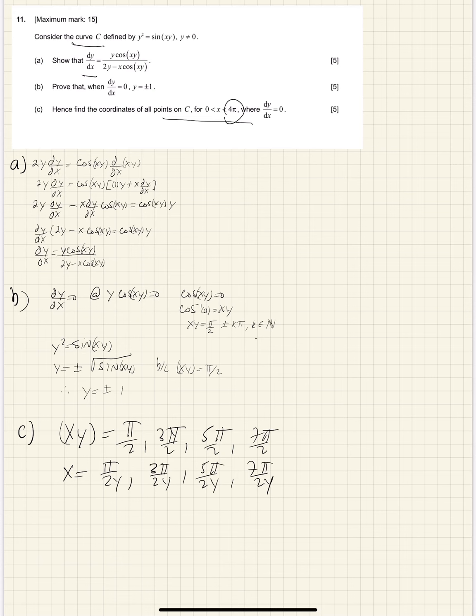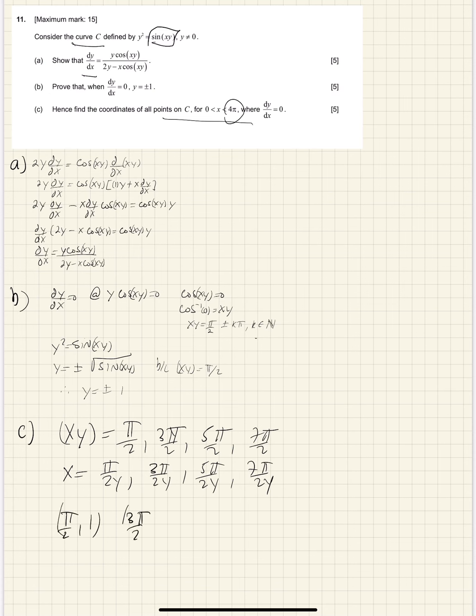So it seems to me like these are our values. So therefore, y is always 1 or minus 1. So at y squared equals sine pi over 2 times 1, which is 1. So we're going to have 1, 1. And then 3 pi over 2, oh, sorry, it's not 1, 1. Apologies, it's pi over 2, 1.